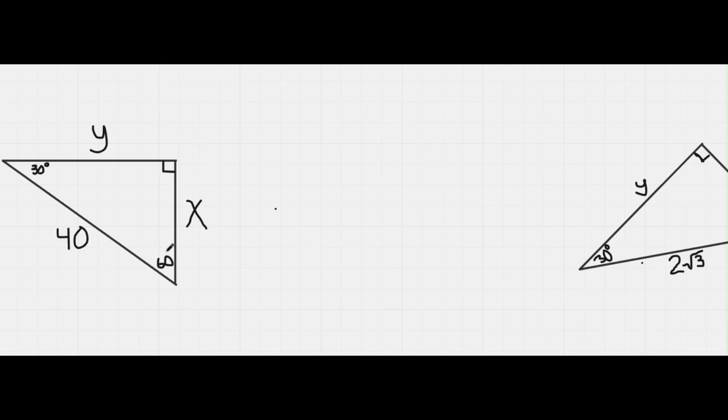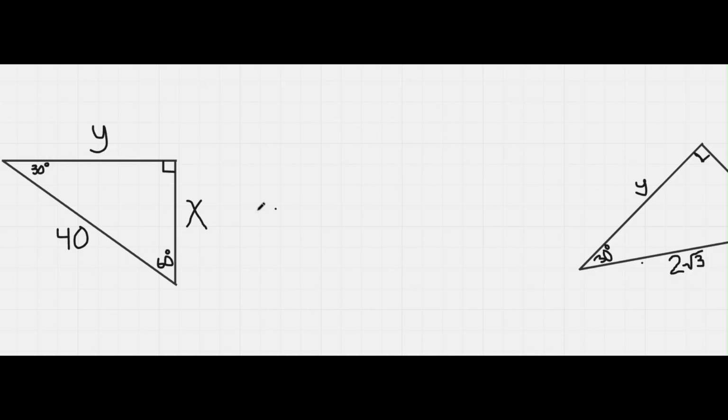And we know it'll be 60 degrees because the sum of all interior angles of a triangle is equal to 180 degrees. So this angle is 90 degrees, this angle is 30 degrees, which comes to 120 when you add them together. And 180 minus 120 equals 60 degrees.